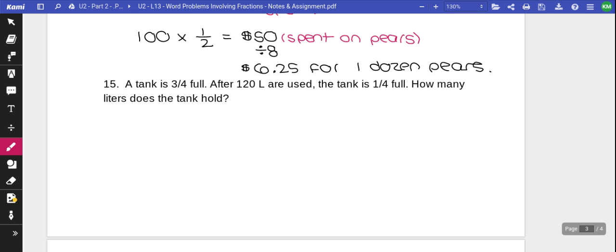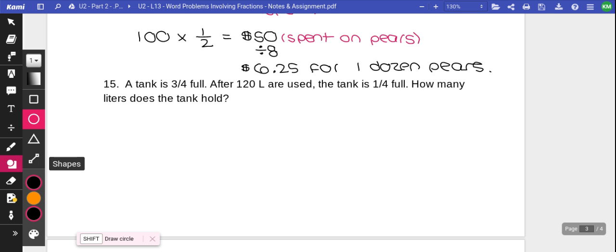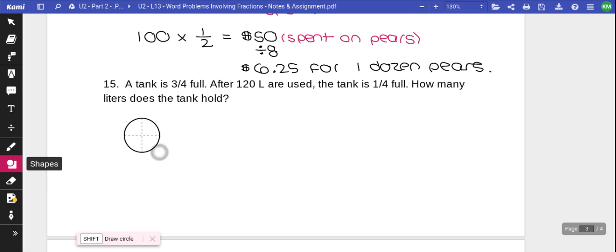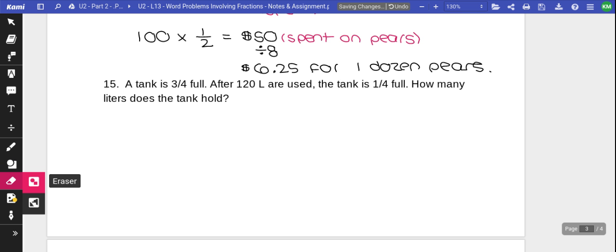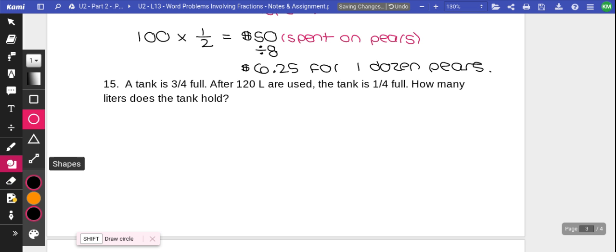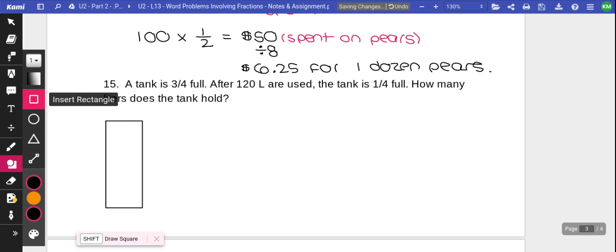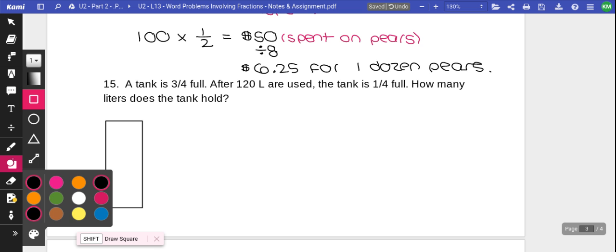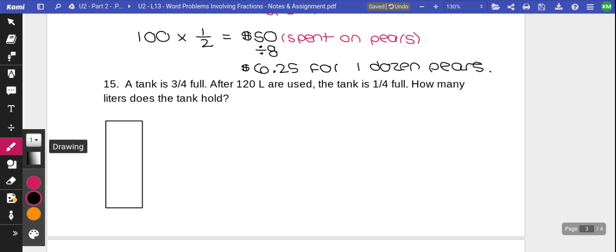That's confusing, isn't it? I'm going to just draw a gas tank. It doesn't look like a circle. It looks like a square. And we're going to try and reason this out. If they tell me that it's 3/4 full, would you agree it's like I've split it into 4 pieces?